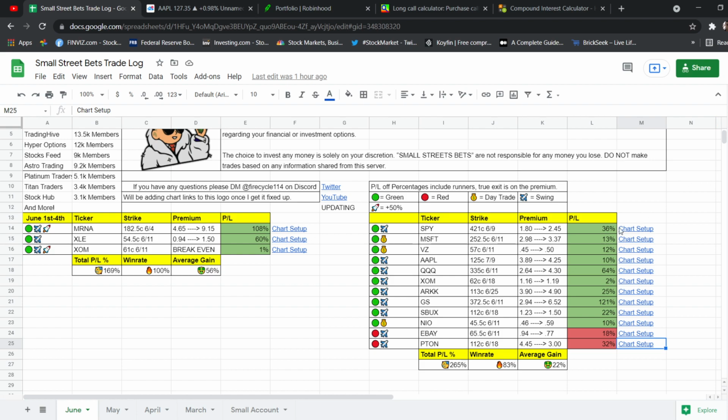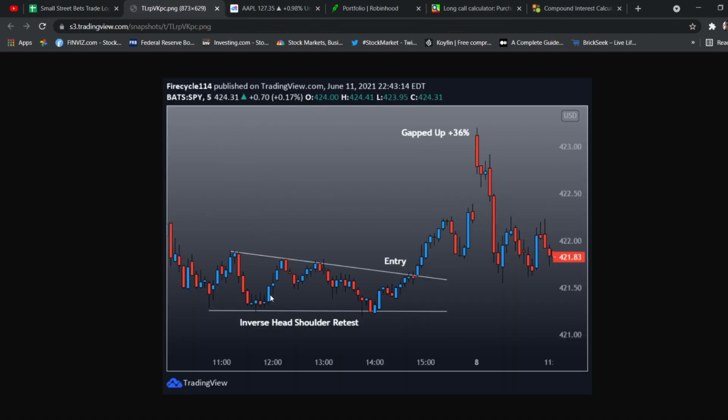So the first trade we actually did was AAL, SPY, and we had this inverse head and shoulder. As you can see right over here, this was actually an inverse head and shoulder at the time when I got my contracts, and I had the stop loss right over here, and we bounced off and we held onto tomorrow or the next day, and that was a very nice 36% after that gap up at open.